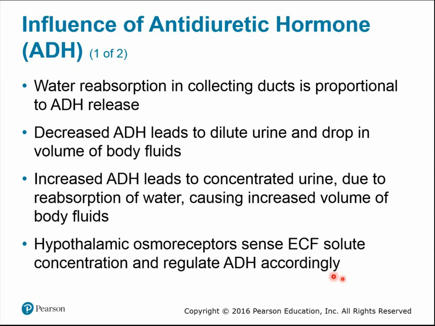If we have an increase in ADH, that can lead to concentrated urine. So we have less fluid in the urine, it's going to be more concentrated because we are reabsorbing more of that water to increase the body fluids. Some of those osmoreceptors in the hypothalamus that monitor our solute concentration can also help regulate our ADH production.